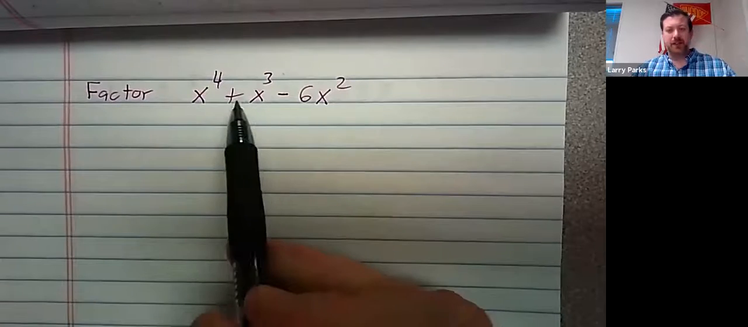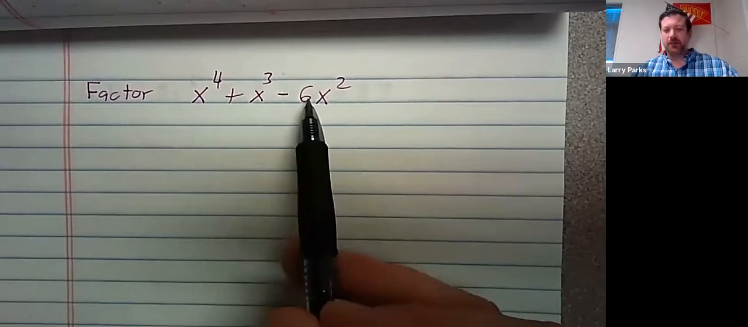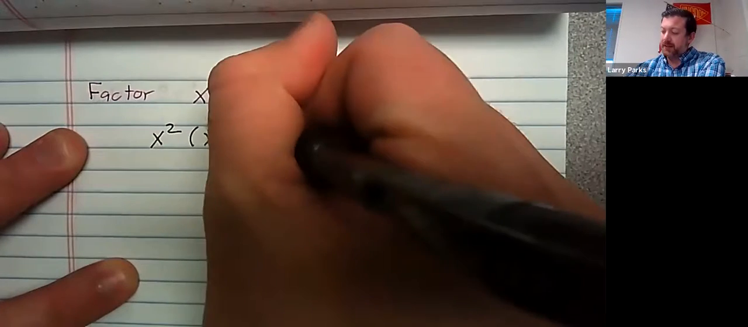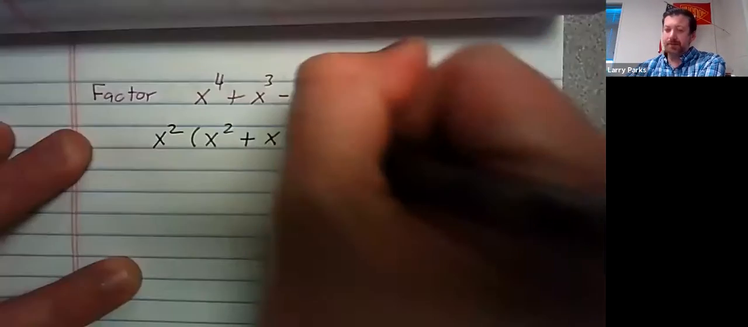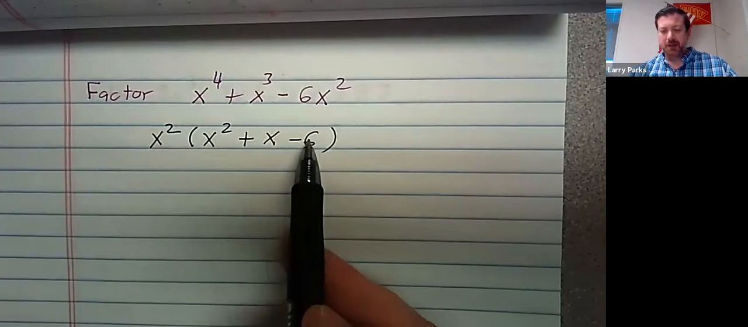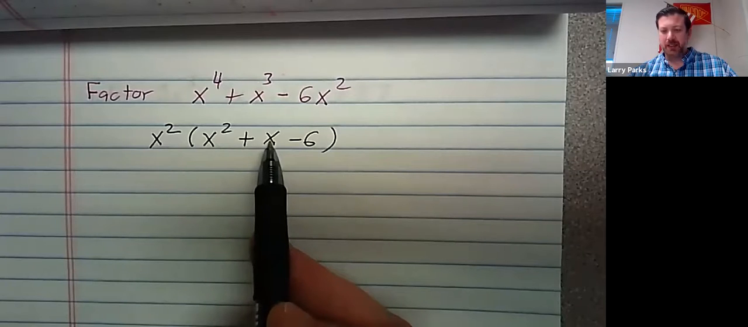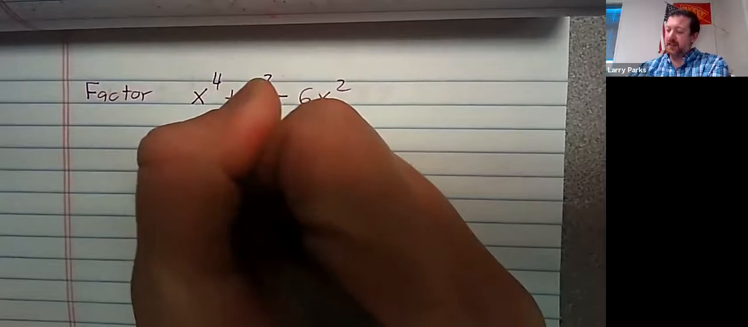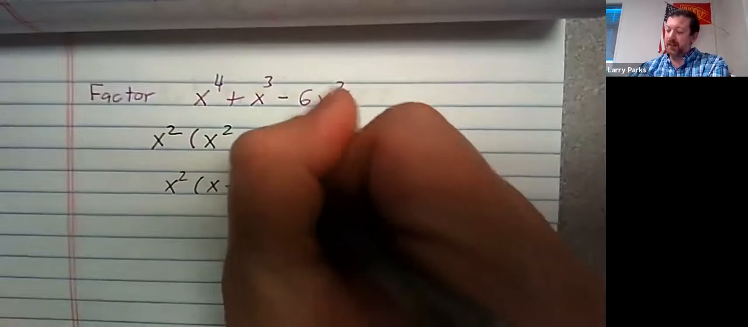Here, I look for GCF and I say, hey, they all have an x squared. So I factor out the x squared. And that leaves x squared plus x minus 6. And then you should know how to factor this part. What multiplies to negative 6 but adds to 1, that'd be 3 and negative 2. So then this would be x squared, x plus 3, x minus 2.